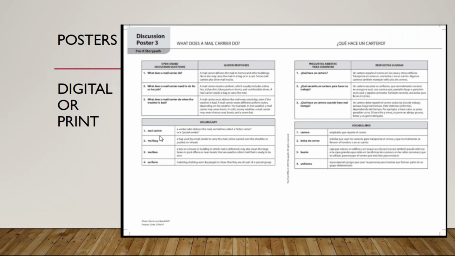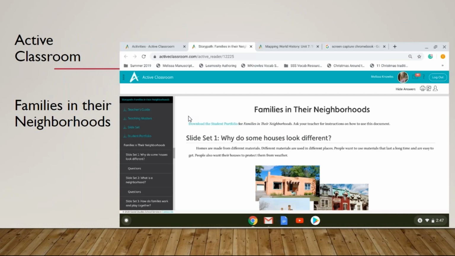So as you're holding the poster up, I love that it's on the back and you can just go straight from there, or pop it on your screen and discuss with the students. Just getting them talking. I did want to show you just with this quick screenshot that there is another one. This is actually a 1st, 2nd, 3rd grade story path. It's in Active Classroom. It's called Families in Their Neighborhoods, but it would be easily adapted to pre-K using the components that you think. Why do some houses look different?